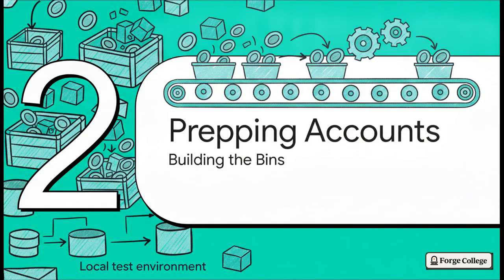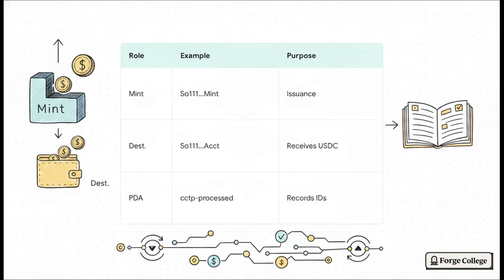Moving right along to Section 2, prepping your Solana accounts, building the bins. Before our assembly line can start moving any tokens, we actually have to build the containers that will hold them in our local test environment. We've got a minimalist blueprint of account roles here, and we need exactly 3 critical components before a single token can move. First up is the mint account.